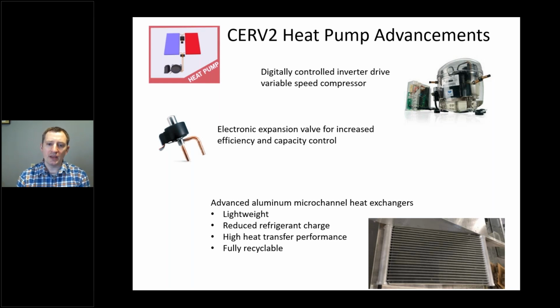We use an electronic expansion valve. This also lets us vary the capacity of the system as well as the efficiency, so we can tune it to different conditions. And then we use microchannel heat exchangers, so these are very lightweight and reduce the refrigerant charge, and then they're recyclable. We try to keep end of life in mind when we design our system. The previous slide showed that the housing is also unpainted aluminum, gives it a nice look, but also makes it more recyclable, eliminating paint.